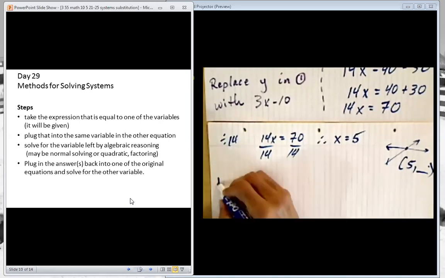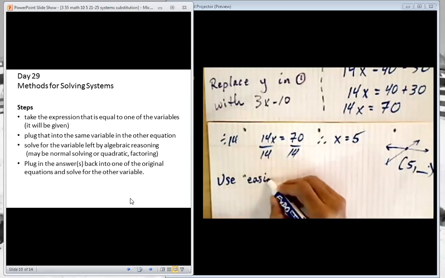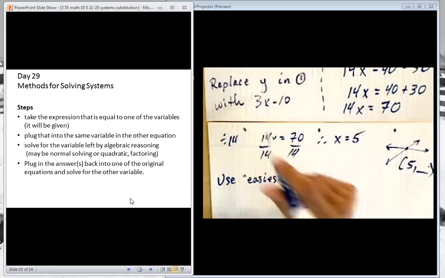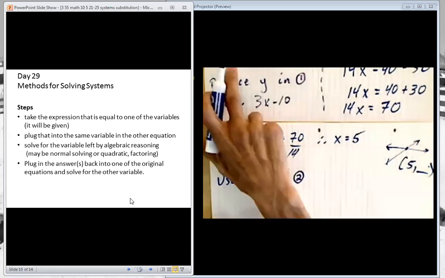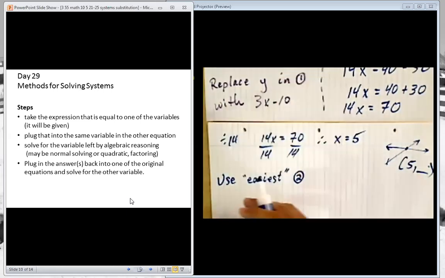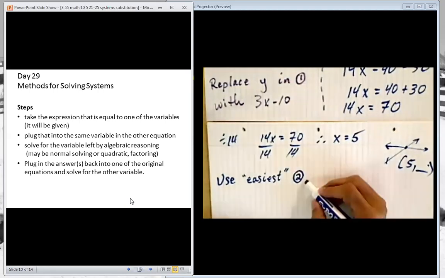Yeah, and then we put the x is 5. So I'm going to say the easiest, in this question, is number 2. That is equation 2, because it's already set up as y is equal to, right? Sometimes it won't be so nice. You've got to choose your favorite. Okay, so I'm going to use number 2 there.